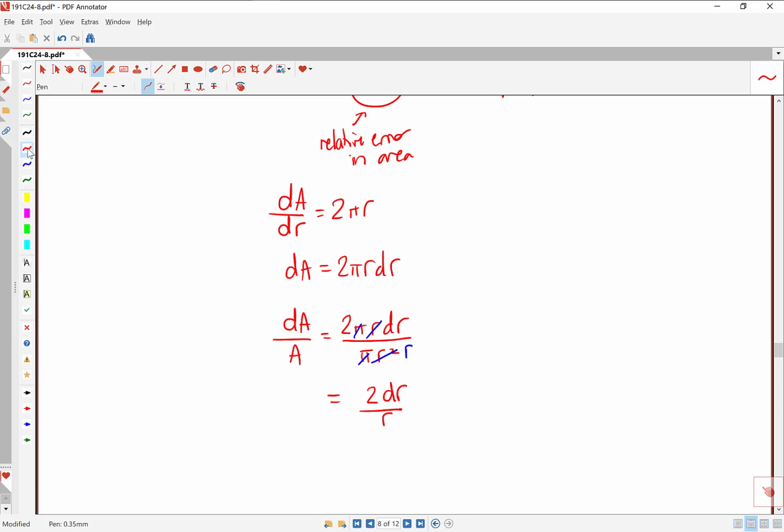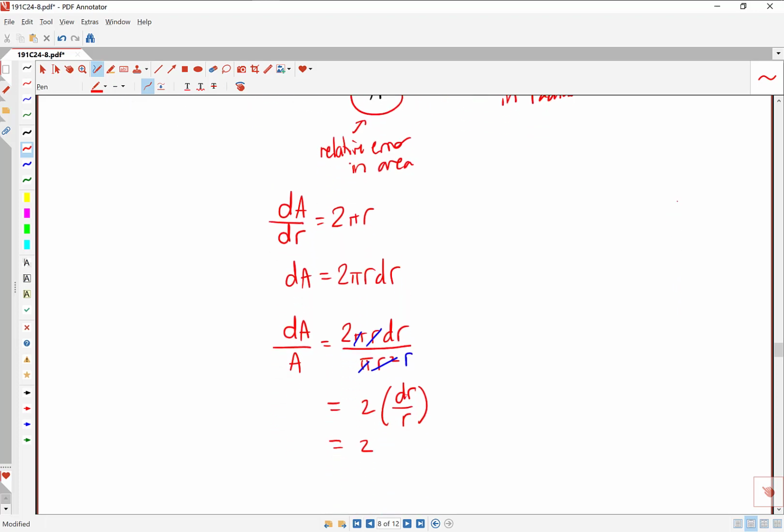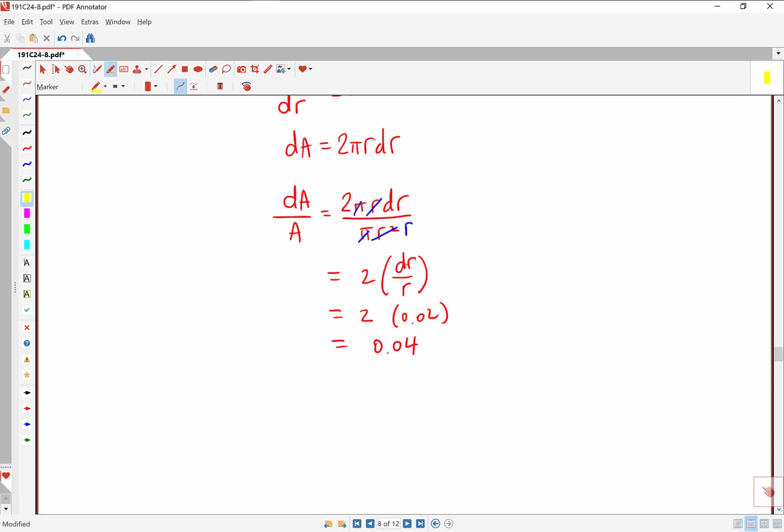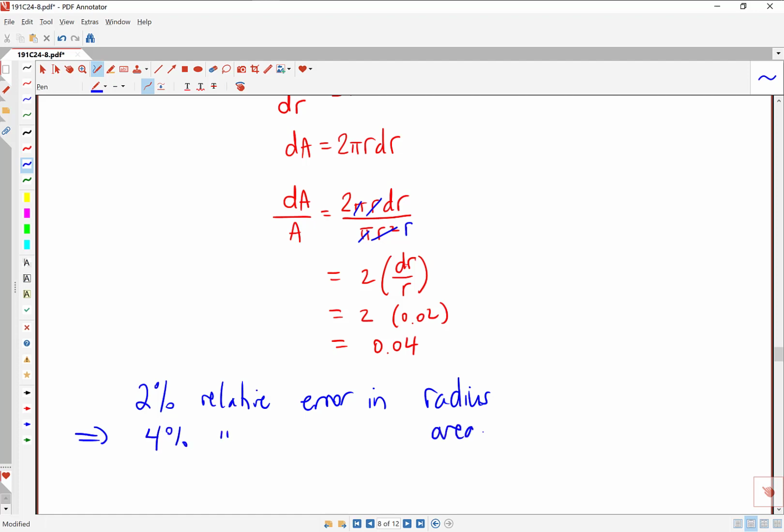But because we were given the value of dr over r in the question, a better way to write this would actually be 2 times dr over r. It's the same thing, but just a better way of writing it, because then we can sub in, because we were told in the question dr over r is 0.02. So at the end of the day, here's our answer, 0.04. So I'm just going to write that out in words so we can see that on the screen. So we're saying 2% relative error in the radius implies or leads us to a 4% relative error in the area. So that is the beauty of using differentials for error calculations.